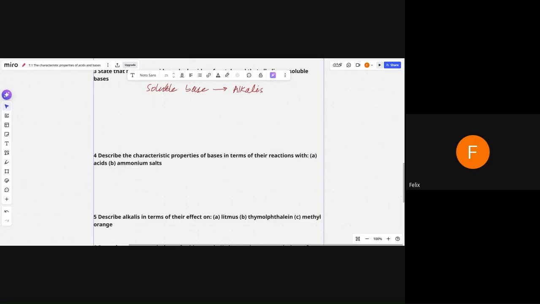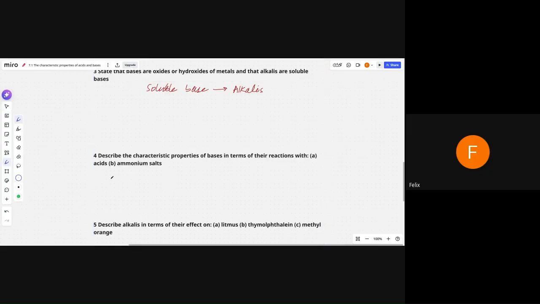Okay, so now, describe the characteristic properties of bases in terms of the reactions with acids. We have already talked about it: when an acid reacts with a base, it's a neutralization reaction, and salt and water will be produced, right? Acid plus base gives salt plus water.